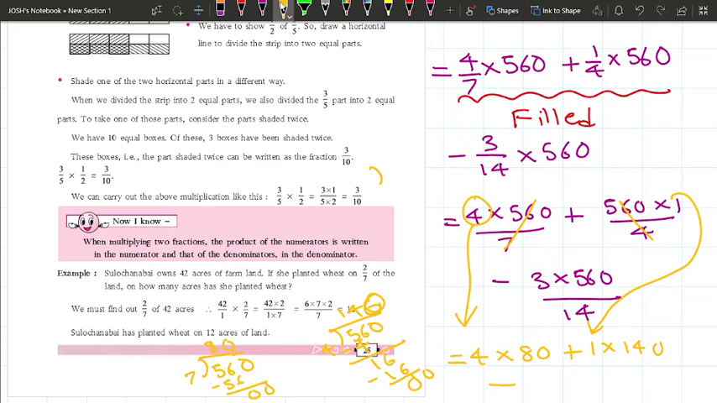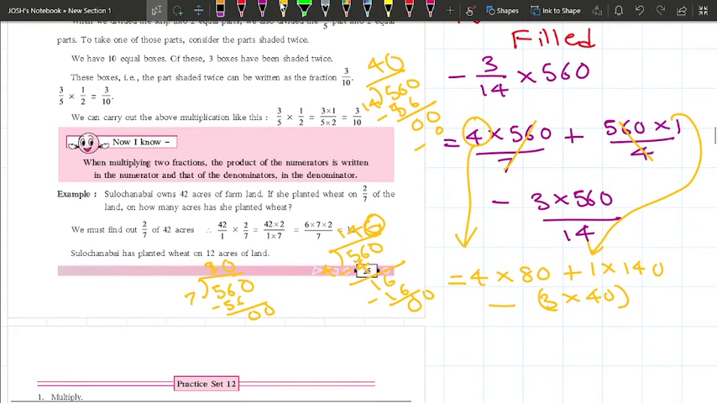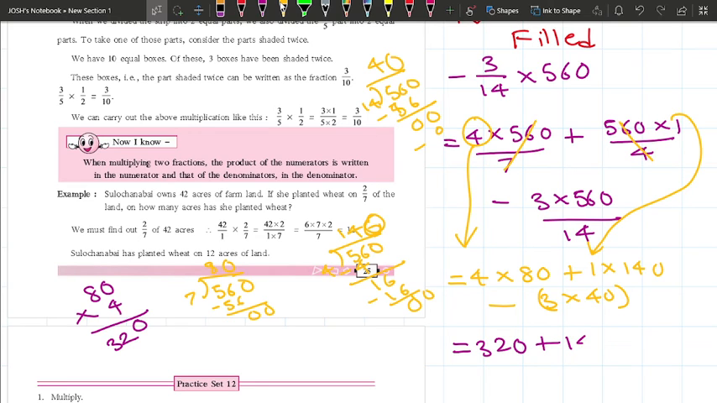And now you have to divide 560 by 14. We just now saw that 14 multiplied by 4 is 56. We have 0 here as well. So we have 3 multiplied by 40. Now we will carry out the operation. 4 multiplied by 80. Again we have to multiply. 1 multiplied by 140 is 140 itself, and 40 multiplied by 3 is 120.